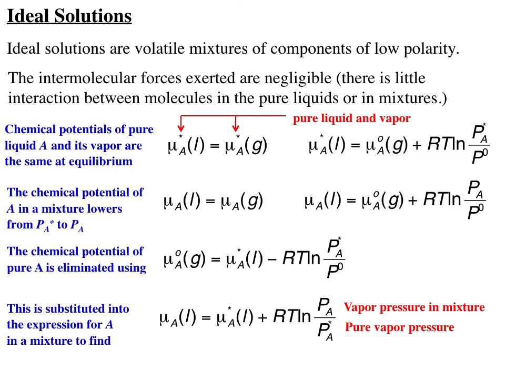All right, so then I can eliminate the chemical potential of the pure vapor, mu A0, by rearranging the equation and solving for mu A star. When I do so, I get that mu A0 of the vapor is equal to the chemical potential of the pure liquid minus RT ln of PA star divided by P0. So when I substitute that expression into the expression on the second line, I get that the chemical potential of a liquid is equal to the chemical potential of the pure liquid plus RT ln of PA, the vapor pressure in the mixture, divided by PA star, the vapor pressure in the pure sample.